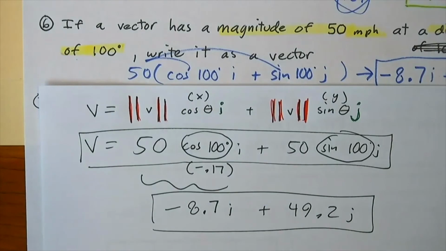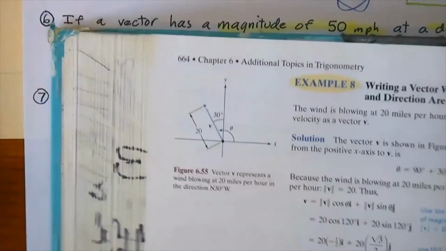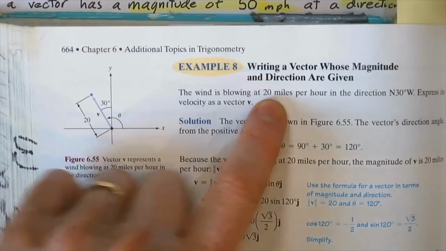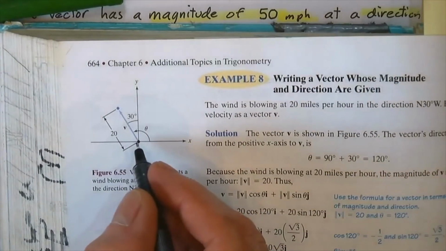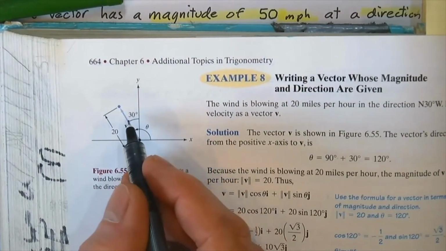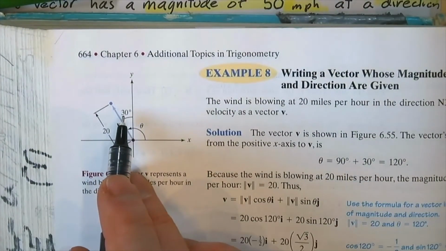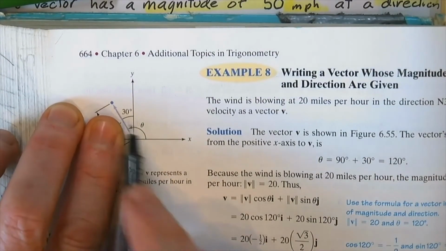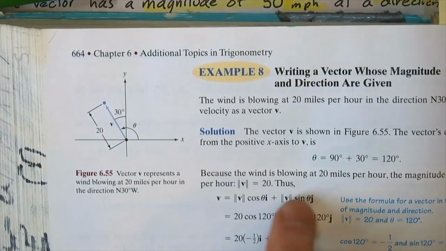Let's look at one more. So lots of stuff. Don't worry, we're almost done. They say the wind is blowing at 20 miles per hour in the direction north 30 west. It's going this way, 20, and north 30 west. It might have been a while since that. Here's north and a little bit to the west. So let's figure out this angle. Well, this is unit circle 90 plus 30 more. That's a 120-degree angle.